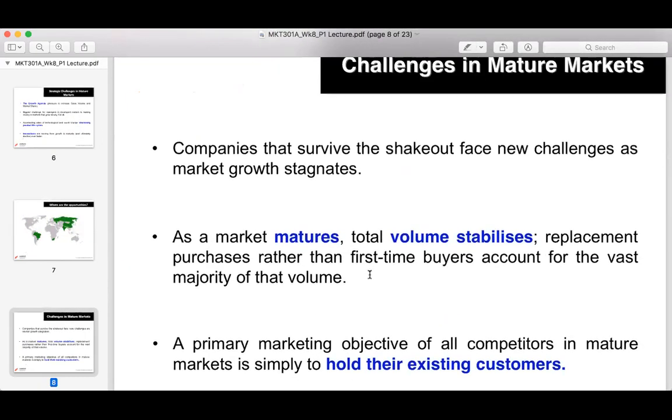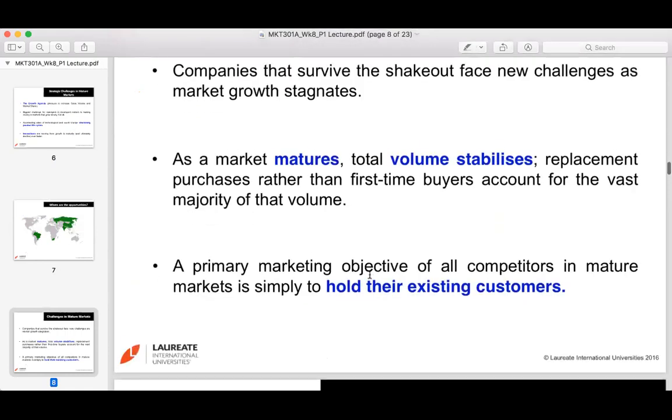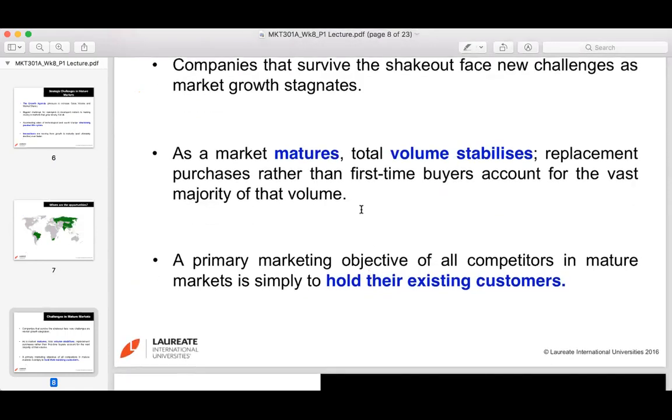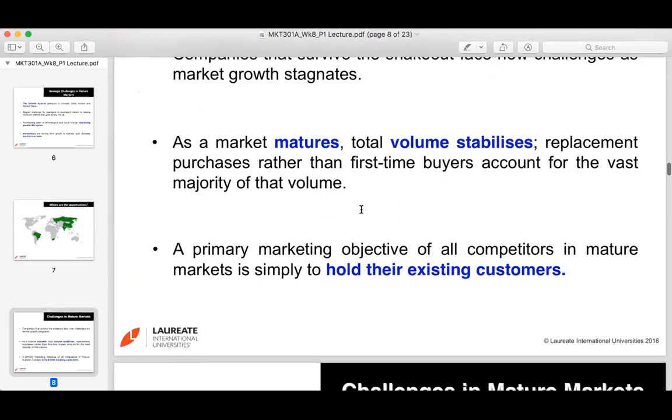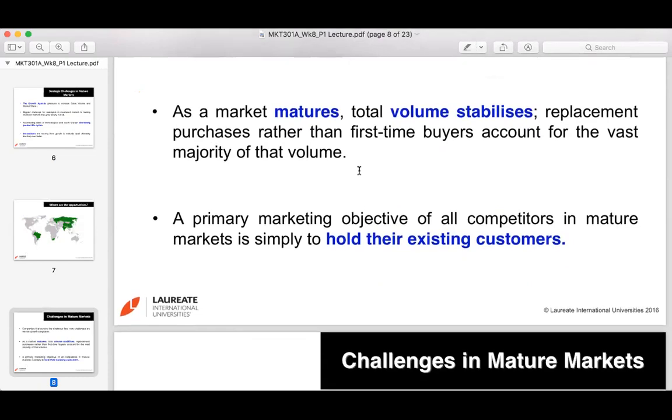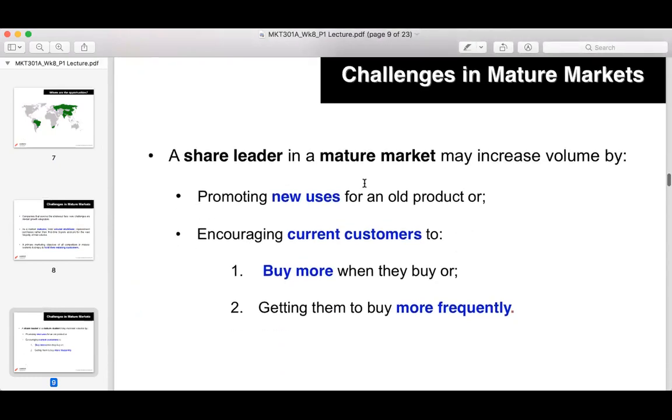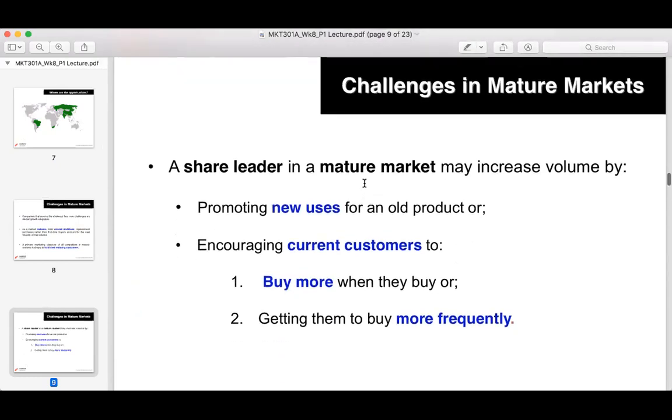So that's basically the major challenges in the mature markets. In other words, the volume stabilizes. And with that situation, the main objective of all players is basically to maintain their market shares whilst defending their profits. So in other words, they try to hold their existing customers, retaining the customers. How do we do that?